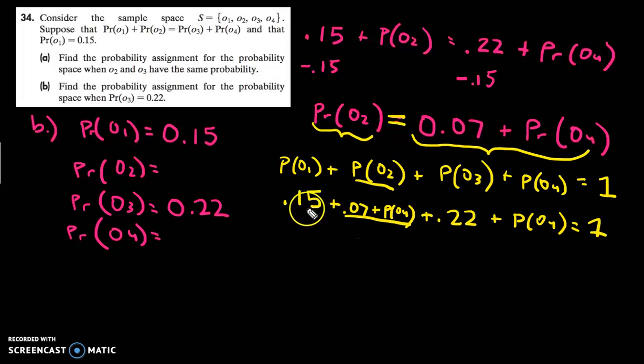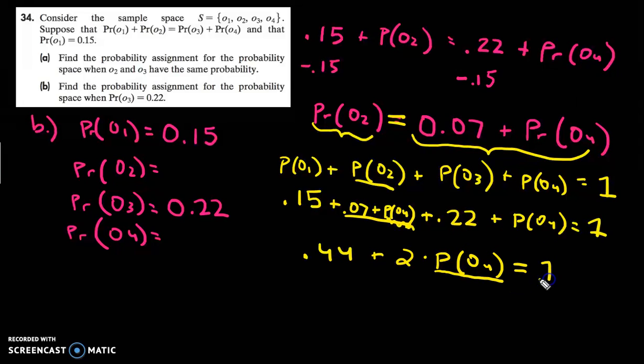Okay, so if I get some like terms together, 0.15 plus 0.07, so 15% plus 7% is what, 22%? And then plus 22 is 44%. And then I have 2 of these probability of outcome 4, so I can do 2 times, right, like terms, just like x plus x is 2x. So this plus this is 2 of these. This whole thing is just your variable. You can use x too if it bothers you, but usually just leave it in this notation so you can tell which one is 1, 2, 3, 4. Okay, so I can subtract the 0.44 from both sides.